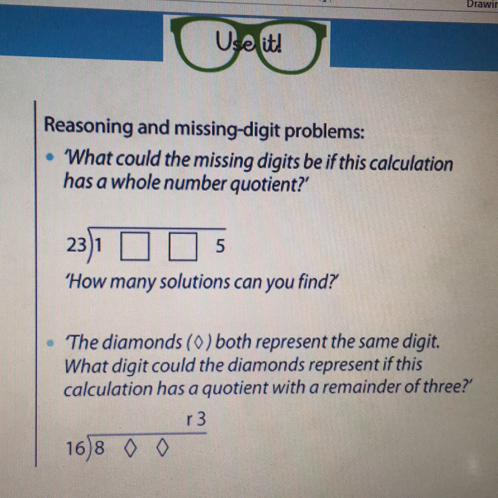And all of those would mean that those 2 digits in the middle made sense with the rest of the calculation. So as long as your answer was 45, 55, 65, 75 or 85, and you know that that's what the total answer is going to be, then you can work out what those middle 2 numbers would be. And for the last one then, the diamonds represent the same digit. What digit could the diamonds represent if this calculation has a quotient with a remainder of 3?